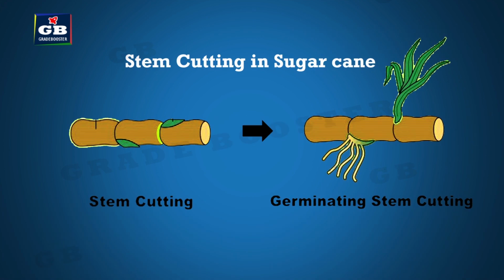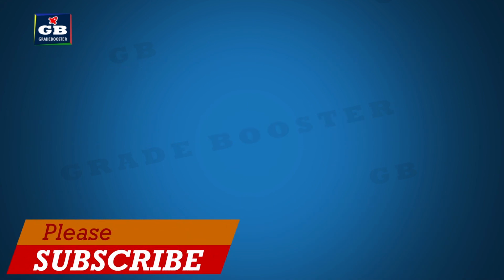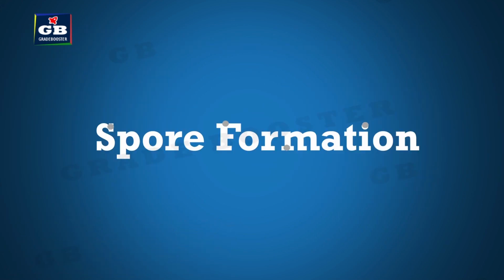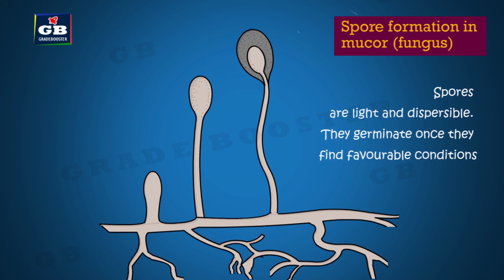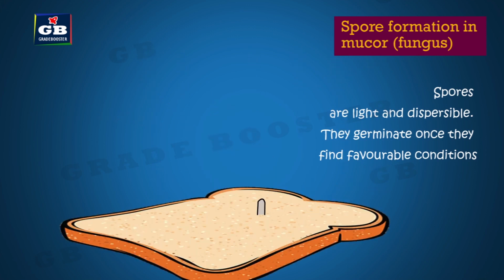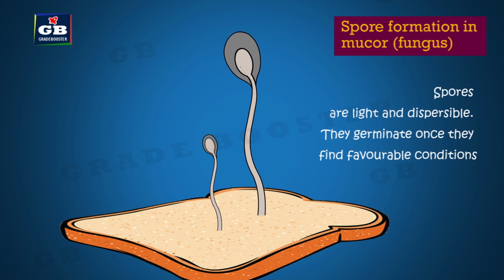Stem cuttings in roses and sugarcane, root cuttings in carrot, and bud cuttings in potato are examples. Spore formation. It is the other method of asexual reproduction. Mucor, a fungus, produces spores. If these spores find suitable conditions, they germinate into new individuals. This is how organisms reproduce asexually.